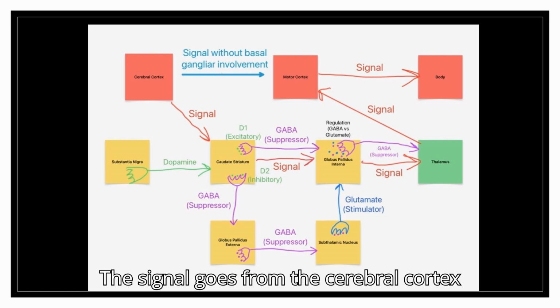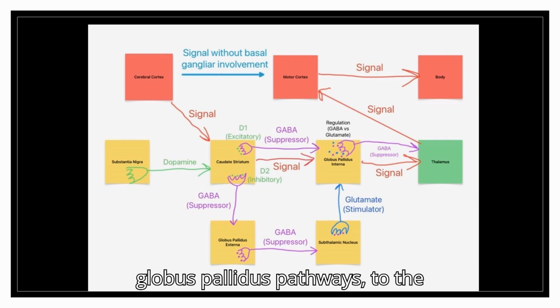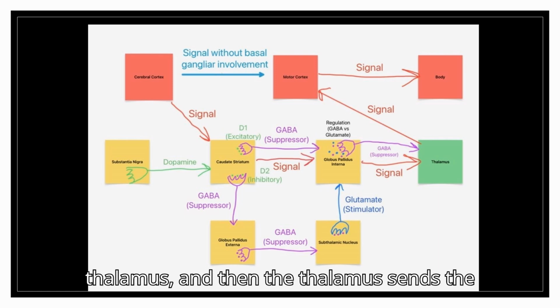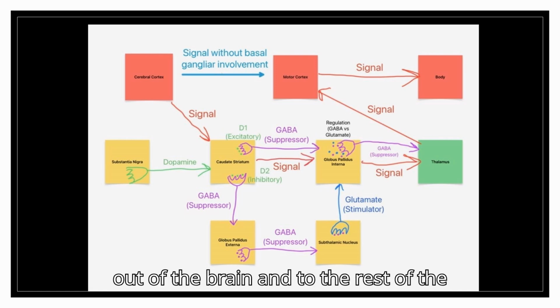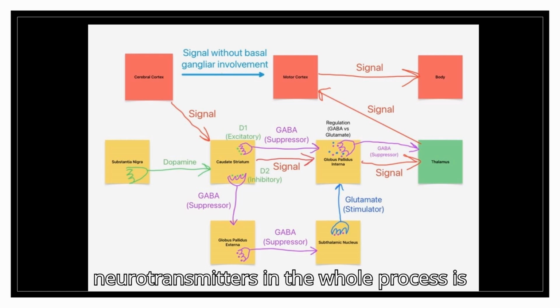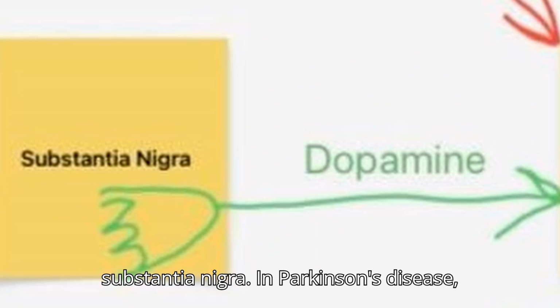The signal goes from the cerebral cortex into the caudate striatum, through to the globus pallidus pathways, to the thalamus, and then the thalamus sends the input back to the motor cortex to be sent out of the brain into the rest of the body. One of the modulating neurotransmitters in the whole process is dopamine, which is produced in a portion of the basal ganglia called the substantia nigra.